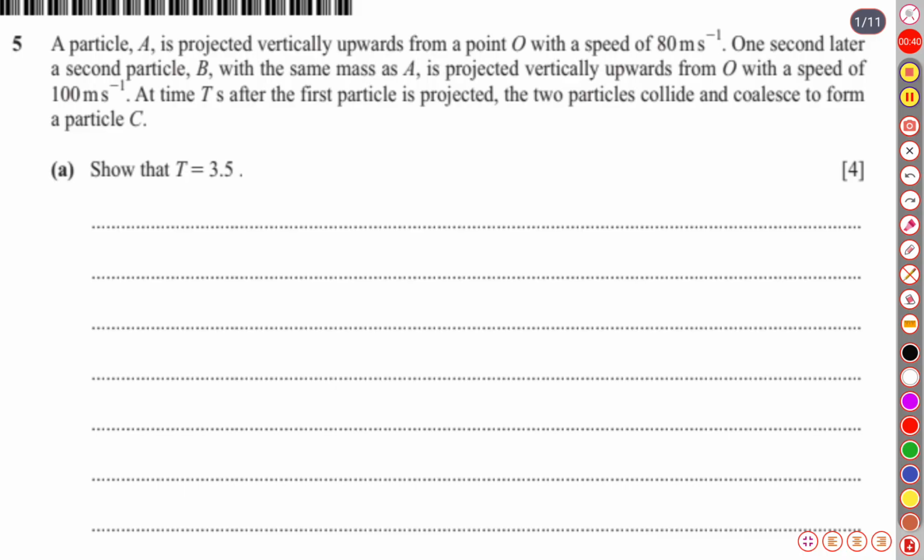At time t second after the first particle is projected, the two particles collide and coalesce to form a particle C. Show that t equal to 3.5. So t means actually the time taken by particle A.